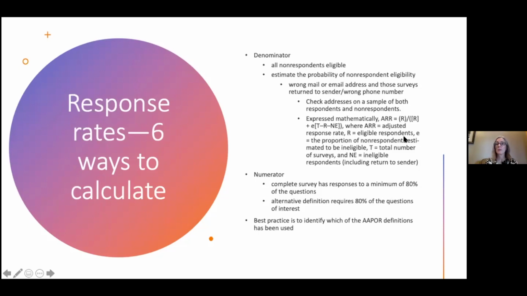So you need to, in both your responders and non-responders, check the addresses on a sample of each. And then there's a mathematical equation, and you can find this. I don't even know why I put it here, because it's not something you should ever put on a slide. Then the numerator: some will use 50%, the recommended number is 80%. It has complete responses to a minimum of 80% of the questions. Or an alternative definition, which I like better, 80% of the questions of interest.